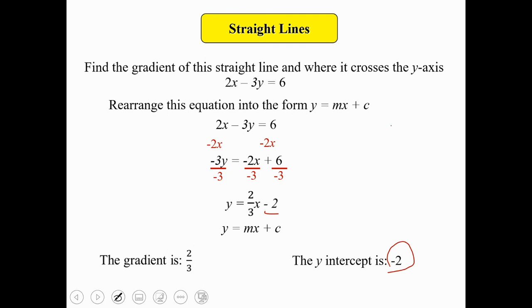So I get to draw that using a graph. My gradient here is positive, it's not negative, so it will be going upwards, but it will cross at minus 2. That's how it would look. Rough sketch. I hope that makes sense.